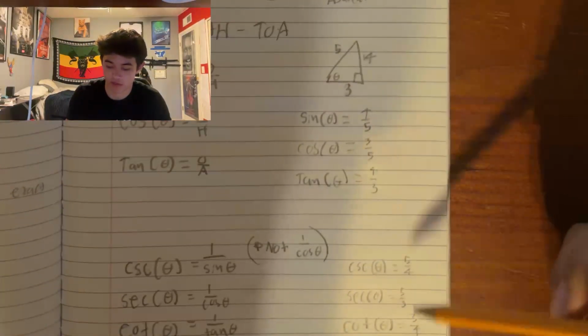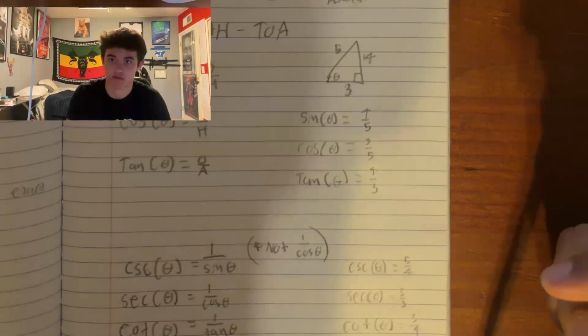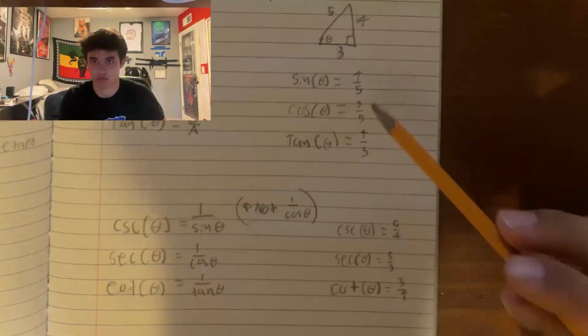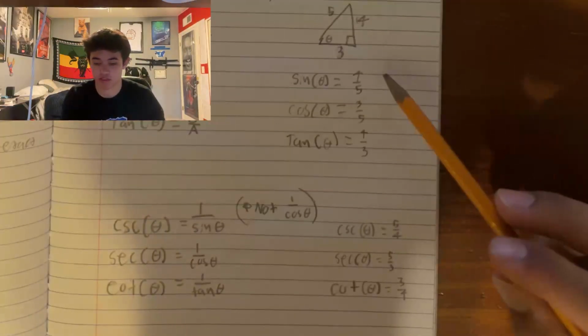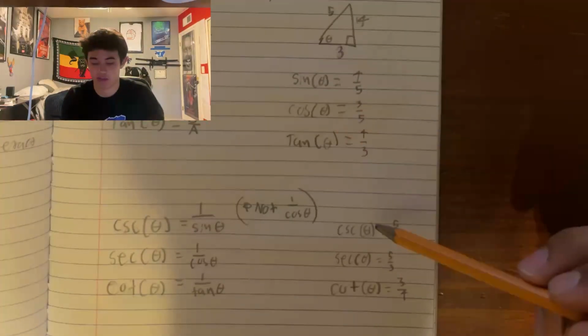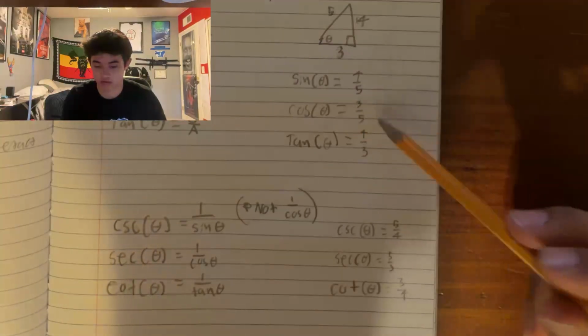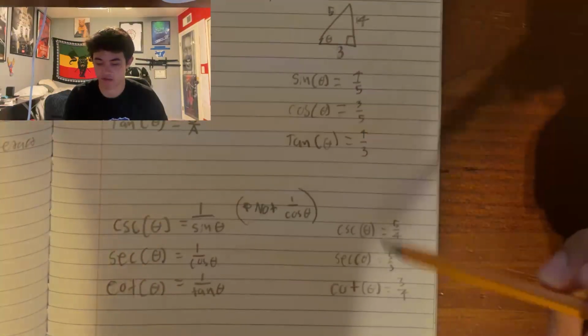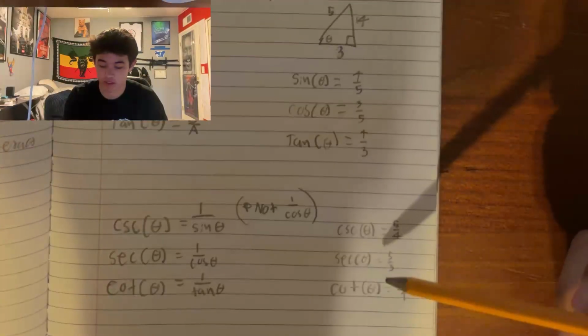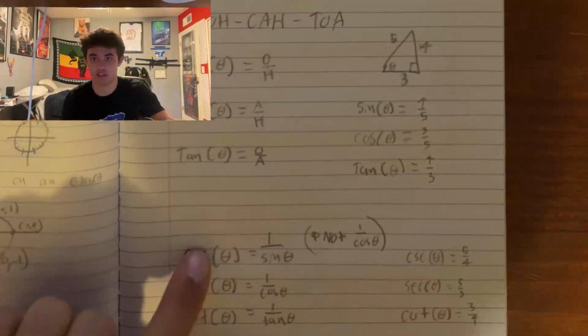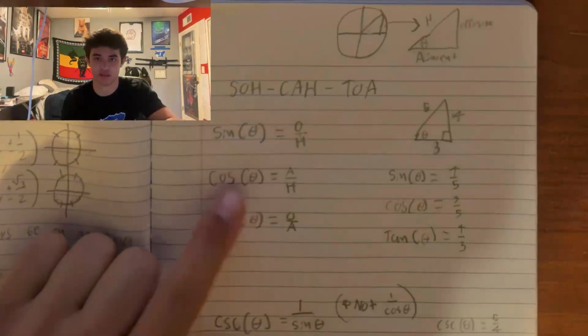Secant 5 over 3, and then cotangent would be 3 over 4. Now you may notice that these are just the reciprocal answers of these ones. So sine 4 over 5, cosecant is 5 over 4. Cosine 3 over 5 is secant 5 over 3. And tangent 4 over 3 is cotangent 3 over 4. That's because these functions are just the reciprocal of these ones.